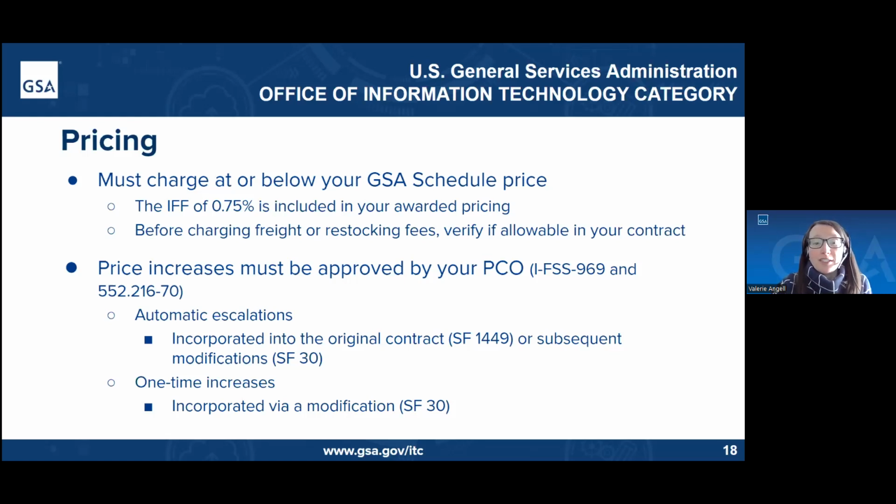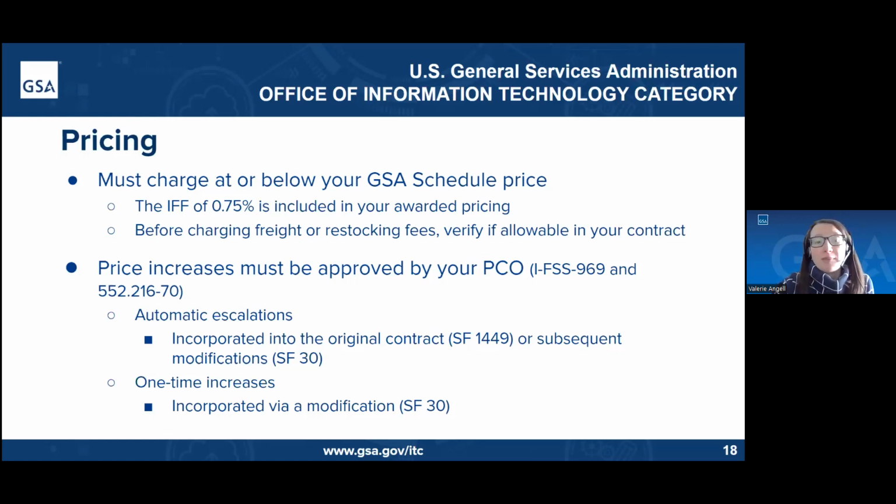It is built into your contract prices. So it's built into the prices you proposed on your price proposal template. When you report sales, you must report the sales total. Please don't try to do any additional math. Don't add 0.75% to your prices. Don't subtract 0.75% from your prices. When reporting sales, you just report the sales total and the IFF will be calculated based off of that.